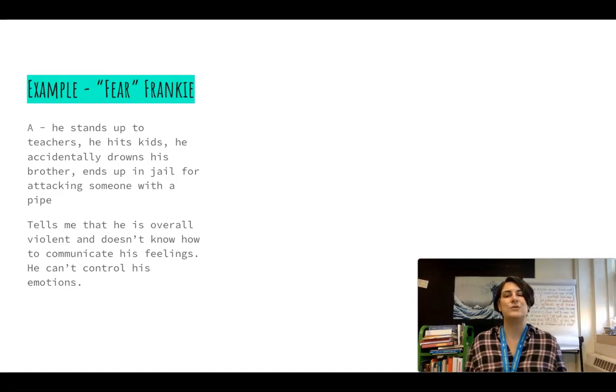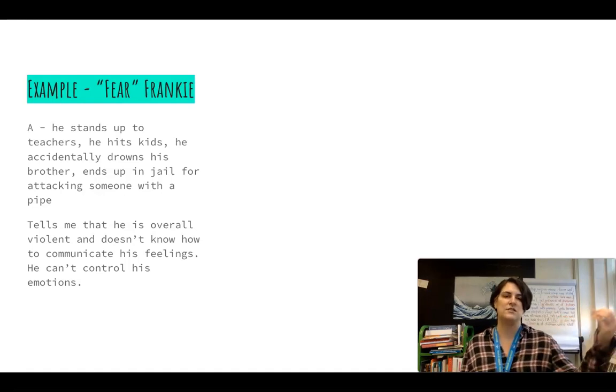But we can see the kind of choices he makes in his actions, where he stands up to teachers. He's known for hitting and bullying. We see that as he grows older, he accidentally drowns his brother. He ends up in jail for attacking somebody. So we can see the kind of choices and actions he takes.